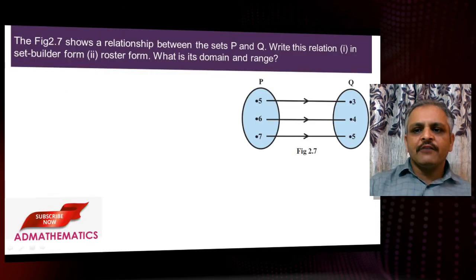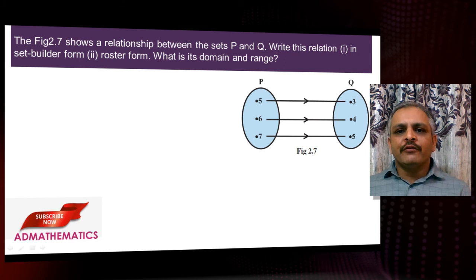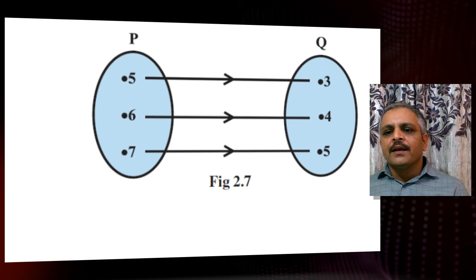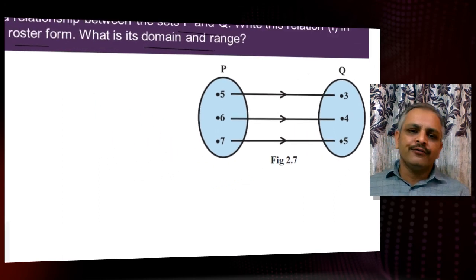So here is a figure given between the sets P and Q. Write this relation in set builder form, in roster form, and we have to write its domain and range. So observe this picture carefully. Set P has the elements 5, 6 and 7. Set Q has the elements 3, 4 and 5.